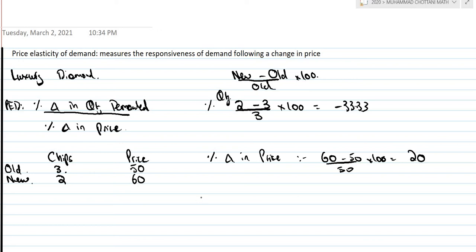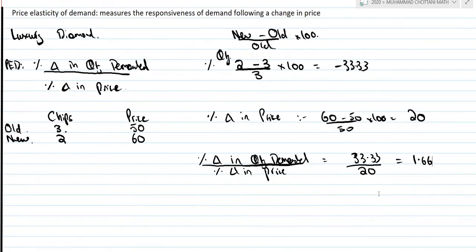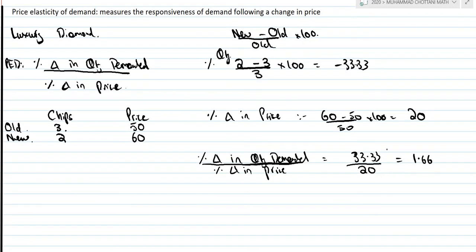So what was PED? PED was percentage change in quantity demanded divided by percentage change in price. The percentage change in quantity demanded is 33.33, whereas the percentage change in price is 20. So what is 33.33 divided by 20? It is 1.6665, let's say 1.66. This means that the demand for these chips is elastic. Why? Because PED is greater than 1.